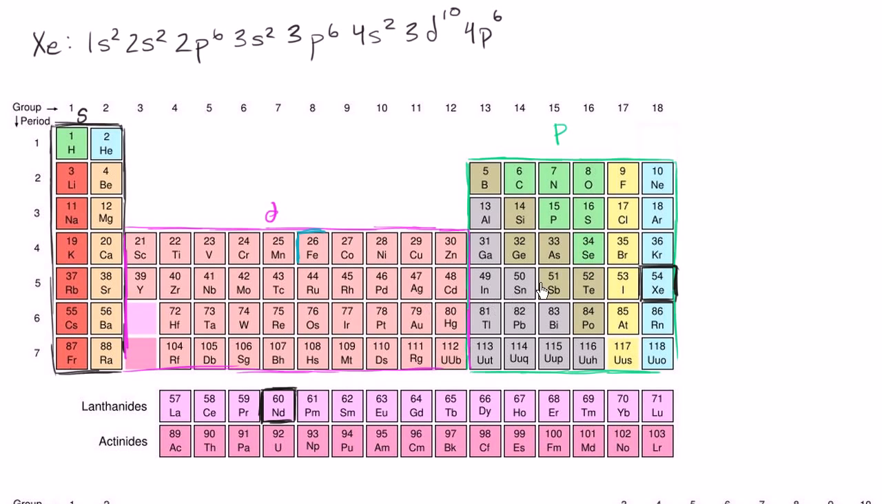And then we go to the fifth period, 5s2, and then the period is 5, but we're in the D block, so we're going to go back to the 4D subshell, 4D10. And then we come back, and xenon perfectly fills out the 5p subshell, 5p6. So that's the electron configuration of xenon.